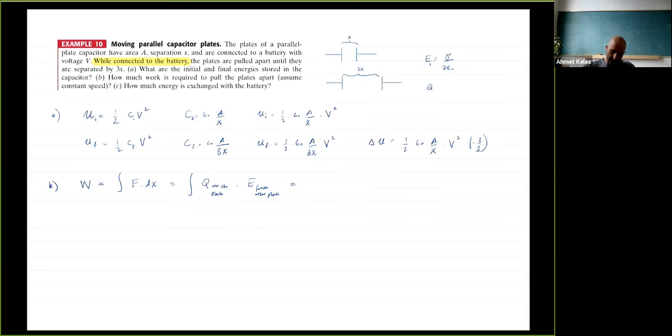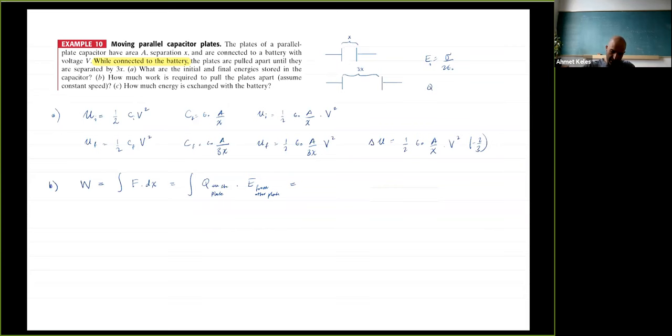So let's write these things. So Q is equal to sigma times area and electric field from the other plate. And this is going to be equal to what? Sigma divided by 2 epsilon naught. And this is the force, and I need to integrate. Now, remember, let's remind us what we did. This thing is good.